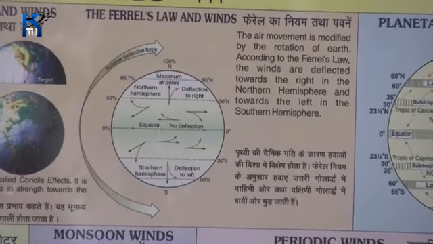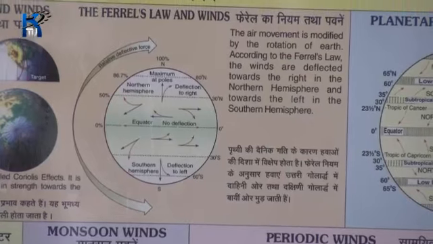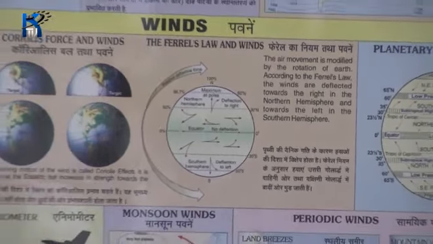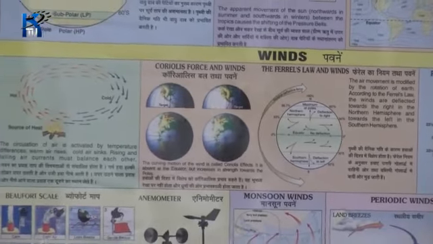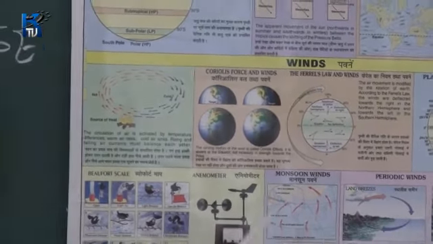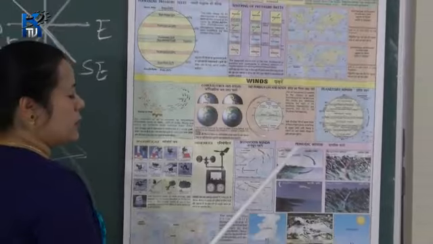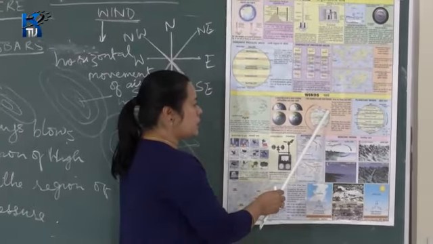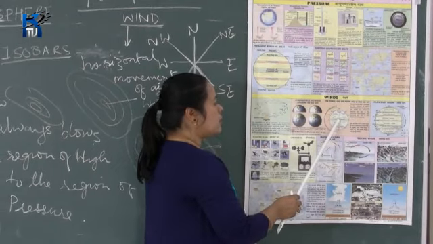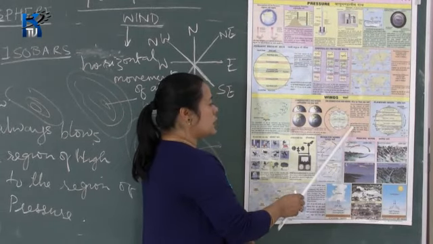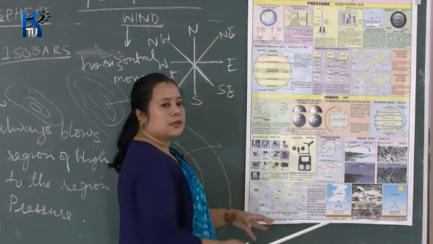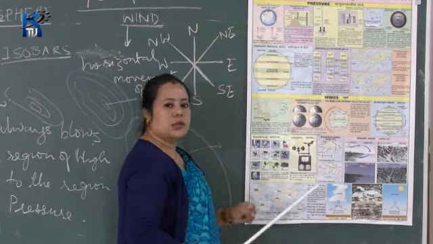Which force? That is the Coriolis force, and the rule is Ferrel's law. This one is also very important in the Madhyamik examination. Moving wind or ocean currents deflect towards the right in the northern hemisphere from their straight path, and towards the left in the southern hemisphere because of the Coriolis force, and this is known as Ferrel's law.